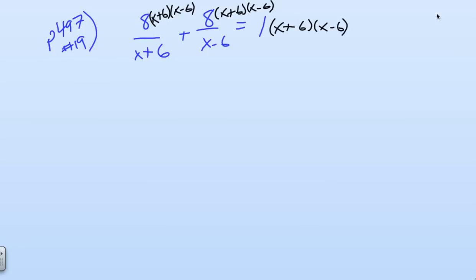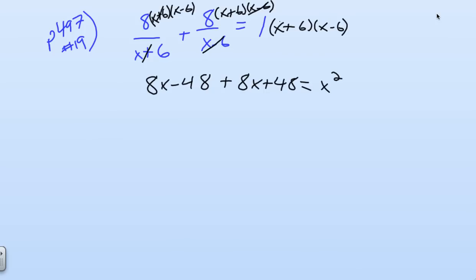So in the first fraction, the x plus 6's will cancel. In the second fraction, the x minus 6's will cancel. And over on the right side, nothing at all will cancel. I will distribute my 8 and get 8x minus 48. I will distribute my 8 in the second one, and I'll get 8x plus 48. And on the other side, I will FOIL x plus 6 and x minus 6. I don't need to multiply by 1 because it doesn't change anything.